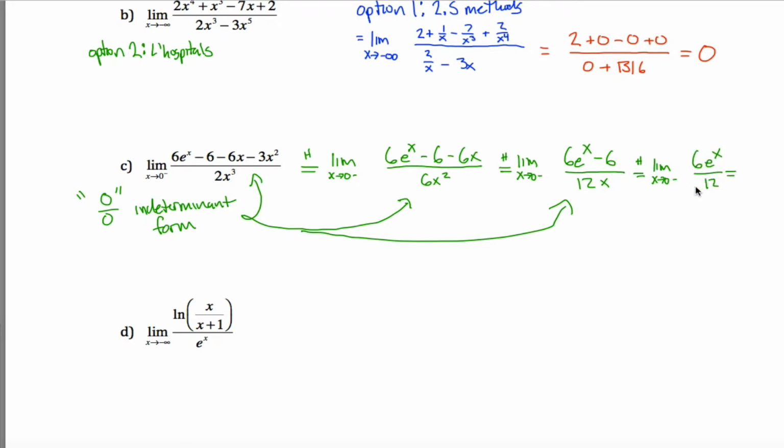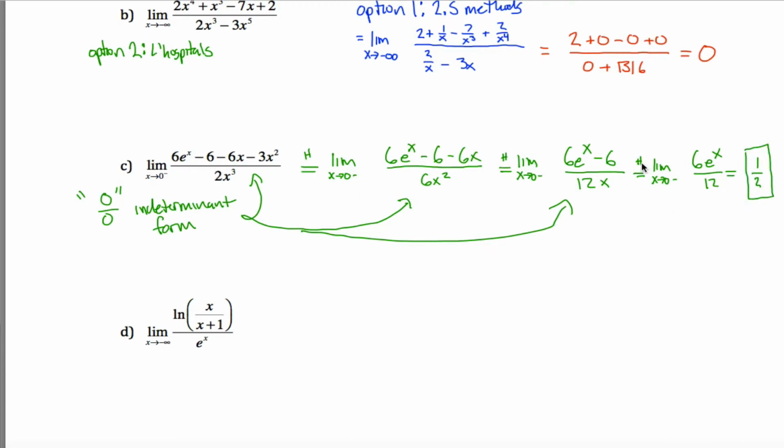And this is a limit that I can't evaluate. When x gets really, really close to 0, e to the 0 power is 1. 6 times 1 is 6. And 6 divided by 12 is 1/2, which is the answer to this original limit here. And that's the answer to part C.